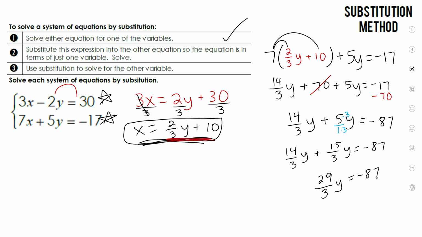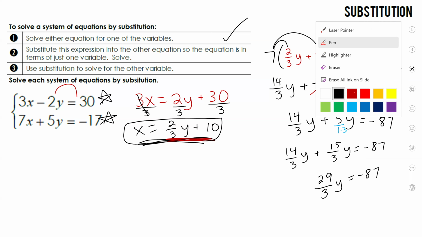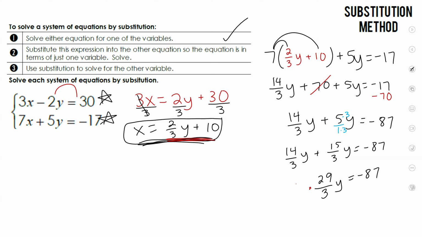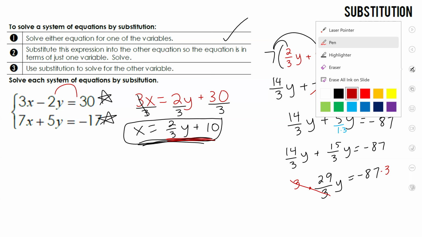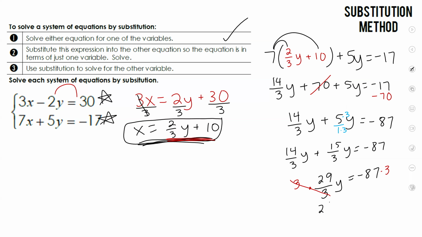Okay, let's go ahead and solve for y. I'm going to multiply this side by 3, cross it out, multiply this side by 3. Can someone please type that into the calculator? Let me know what that is. 261, perfect. Now let's divide both sides by 29. Let me know what you get. Negative 9, perfect. So y is equal to negative 9.